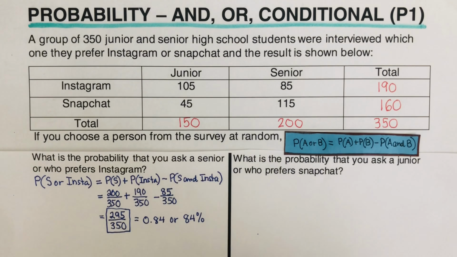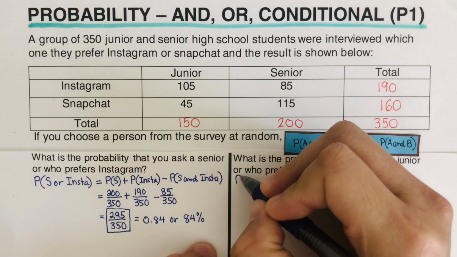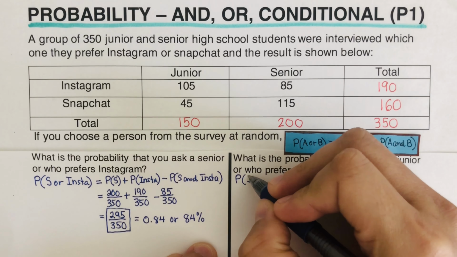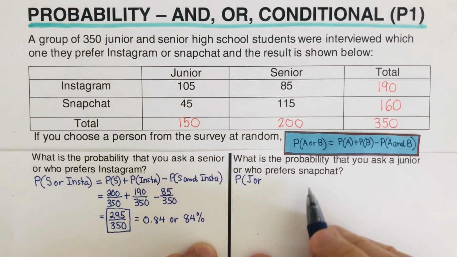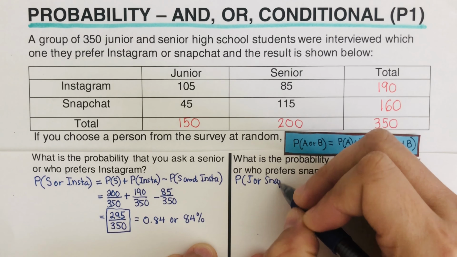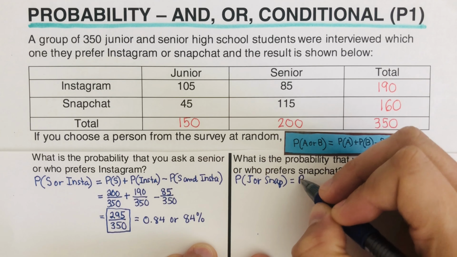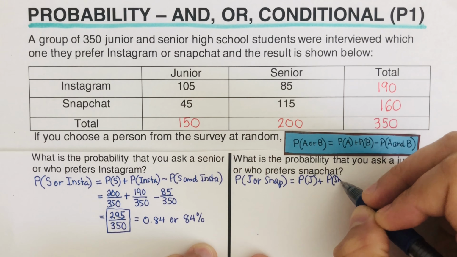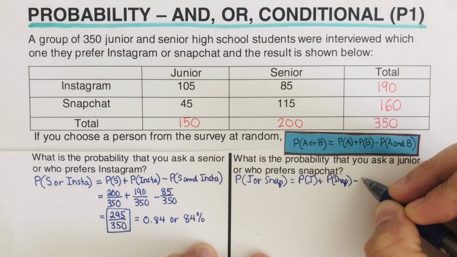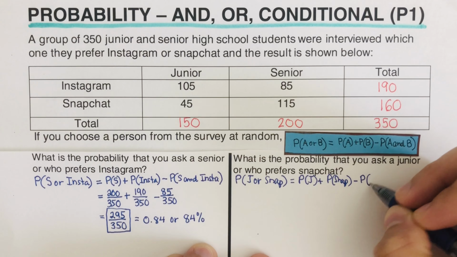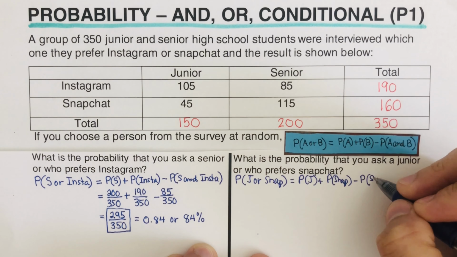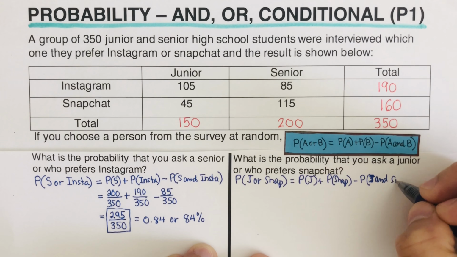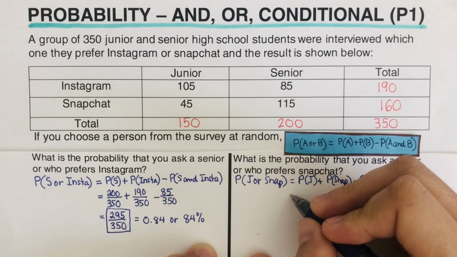Okay, so we go over the problem here. So first, we have the probability that we are able to ask a junior. So probability that it's a junior or they prefer Snapchat. So I'm just going to write Snap. So that would be the probability of a junior plus the probability that they prefer Snapchat minus the probability of a senior and, no, junior. So probability of a junior and prefer Snapchat. So that's a Snap. So we're going to find these values.